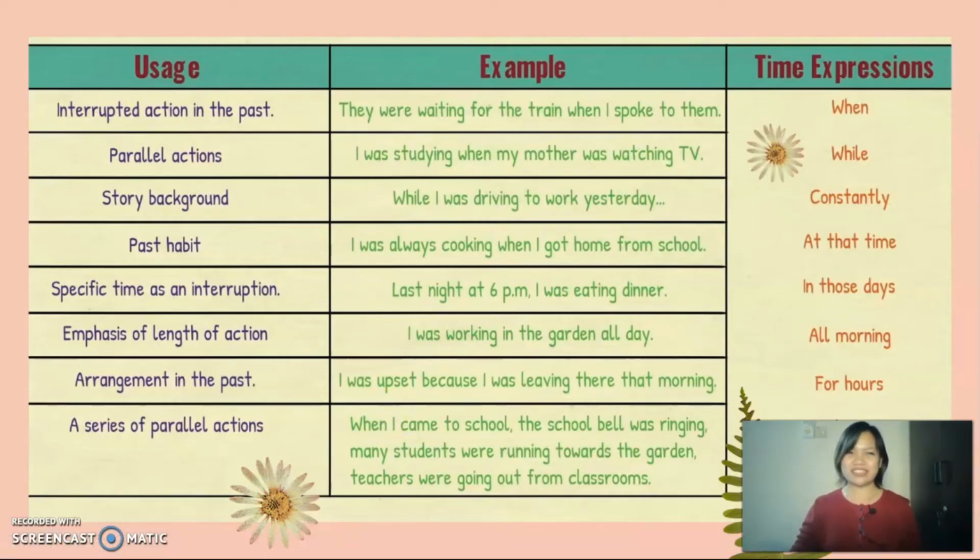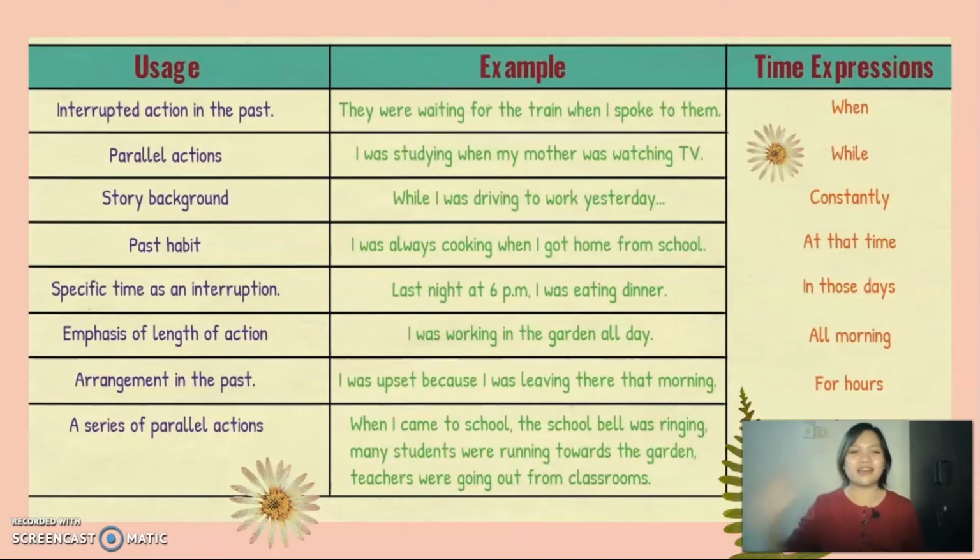So past continuous tense can be used in certain circumstances like interrupted action in the past. For example, they were waiting for the train when I spoke to them. Or it can also be used when some actions occurred at the same time, like parallel actions. I was studying when my mother was watching television. And it can also be used as a story background. While I was driving to work yesterday, and then you say what happened during that time.